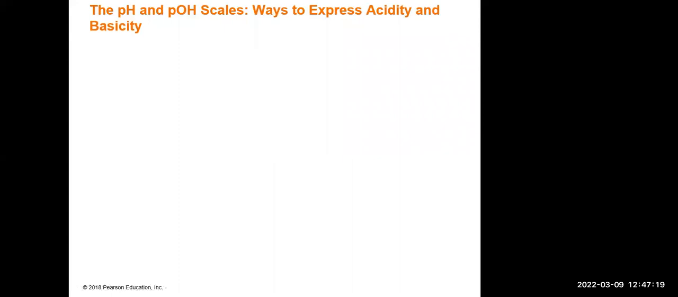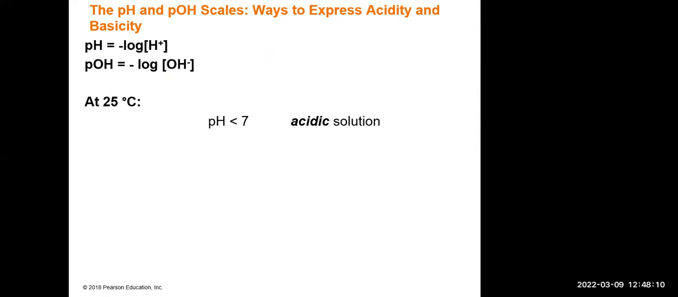We can conveniently use some new numbers to express the acidity and basicity of a solution, which are pH and pOH. pH is mathematically equal to negative log of the concentration of H plus. Log is the base 10 logarithm function, so just use your calculator. If you know the concentration of H plus, which should be the molarity, you take the negative log and you get pH. If you know the molar concentration of hydroxide, you take the negative log of it and get pOH. And these two are connected, so pOH plus pH equals 14.